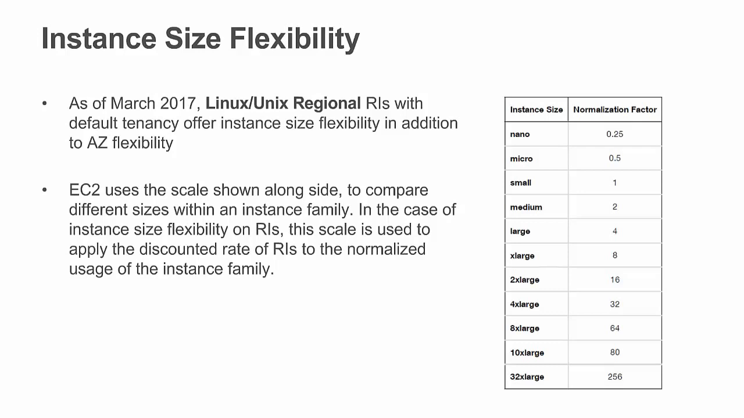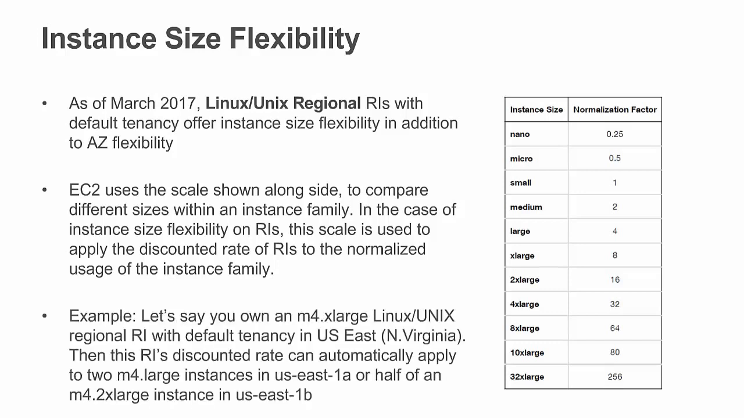You can now see a normalization factor table on your screen. EC2 uses this normalization factor to apply the discounted rate of RIs to normalized usage. As you can see, the scale varies linearly and increases as the size of your RI increases.